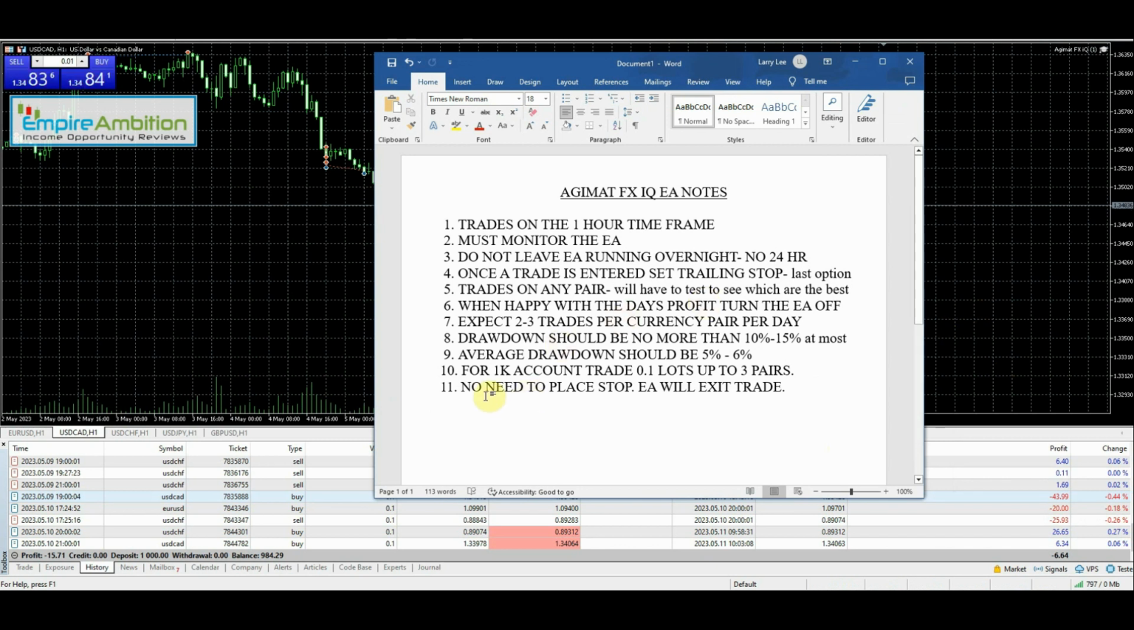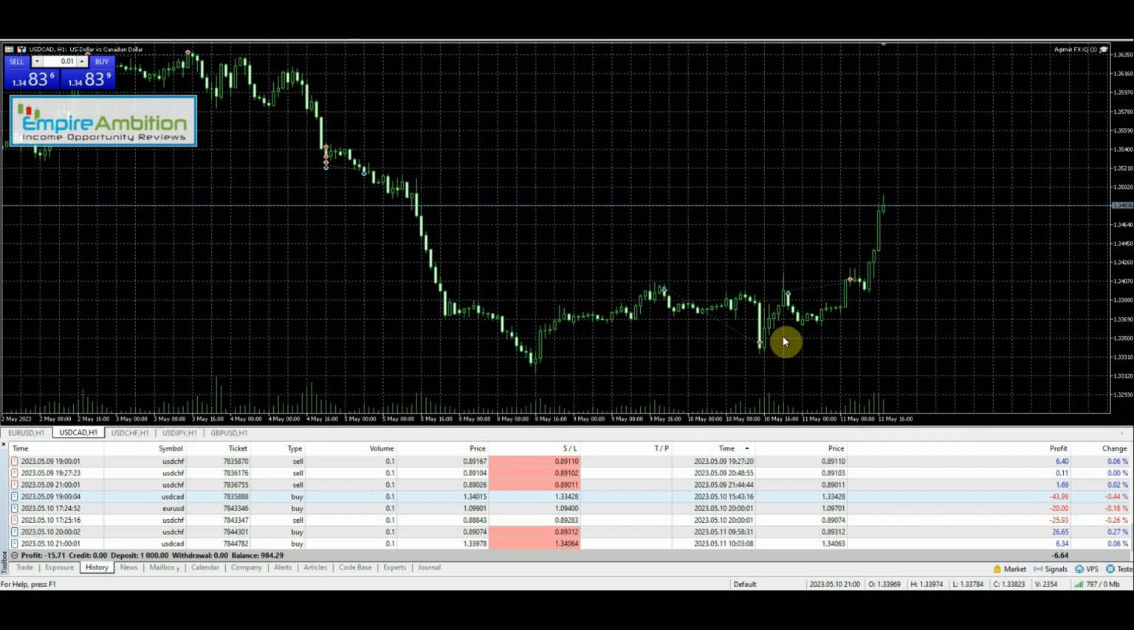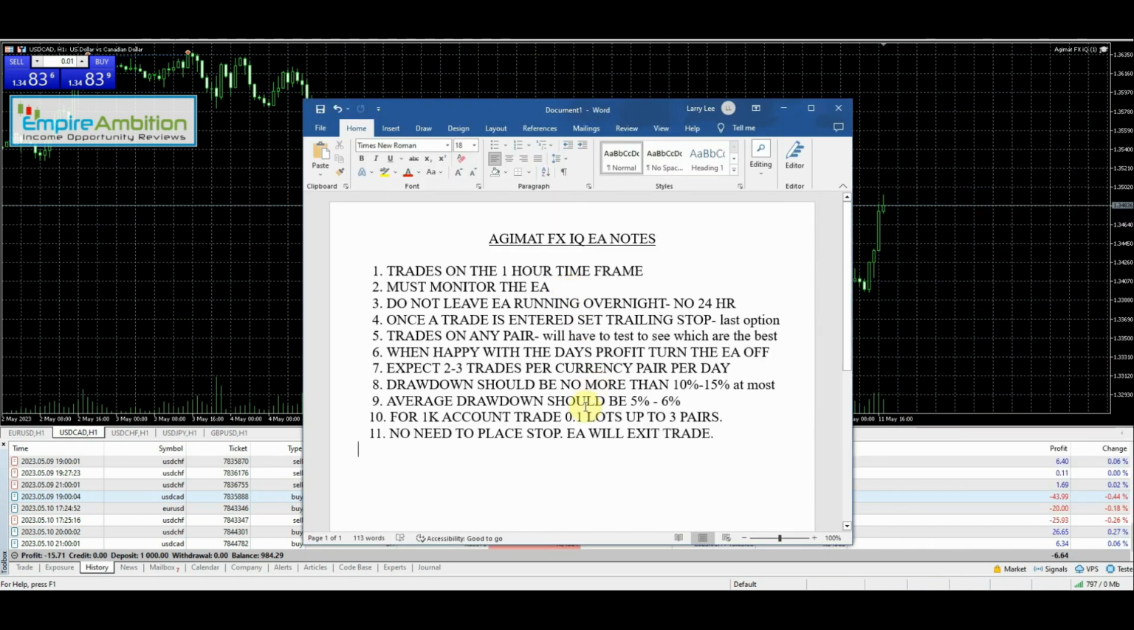So yeah, if you are trading, maybe just let the EA handle the stop. I did make a note of that here: no need to place a stop, the EA will exit the trade. All you really have to do is enter the trailing stop, so that once the trade gets into profit, the EA will start managing it. Also, we can make note of the fact that for a 1K account, the lot size again is going to be 0.1 lots, and you can trade it on up to 3 pairs.